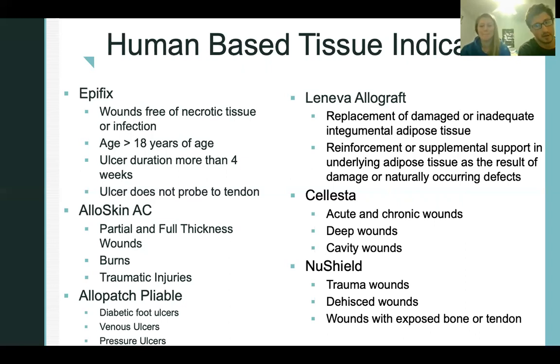The Leneva allograft is used for replacement of damaged or inadequate integumental adipose tissue and reinforcement or supplemental support in underlying adipose tissue as a result of damage or naturally occurring defects. Celesta would be used for acute and chronic wounds, deep wounds, and cavity wounds. And then NuShield would be used for traumatic wounds, dehiscent wounds, and wounds with exposed bone or tendon.